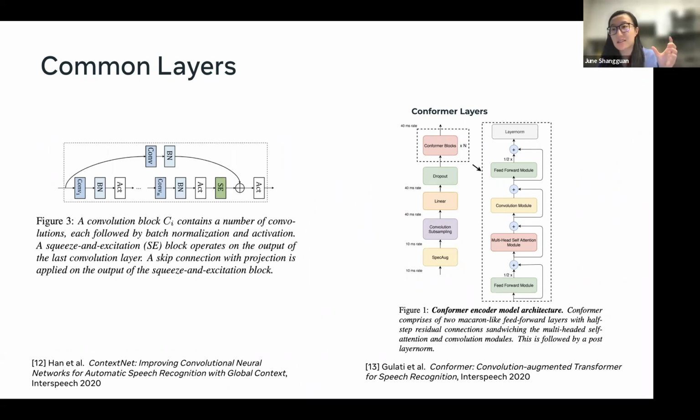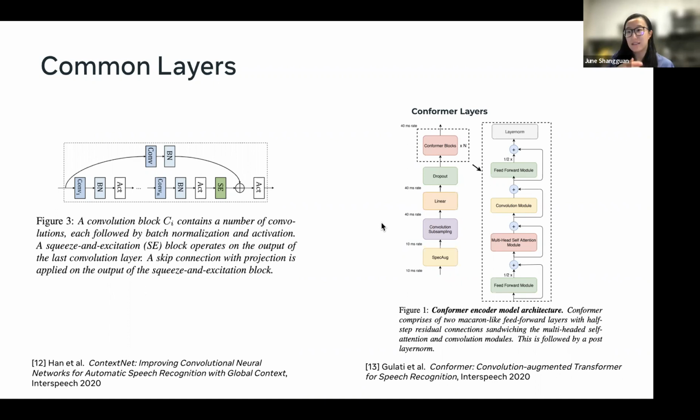So it's basically stacked blocks of convolution layer, batch norm, and activation layer. At the end of it, you have a squeeze and excitation layer, and then you have a highway on the top through convolution and batch norm. This layer actually produced one of the state-of-the-art results on the LibriSpeech public data set. On the right-hand side is a Conformer layer. It's a combination of multi-headed self-attention with convolution. And this also yields really good, state-of-the-art results on LibriSpeech.